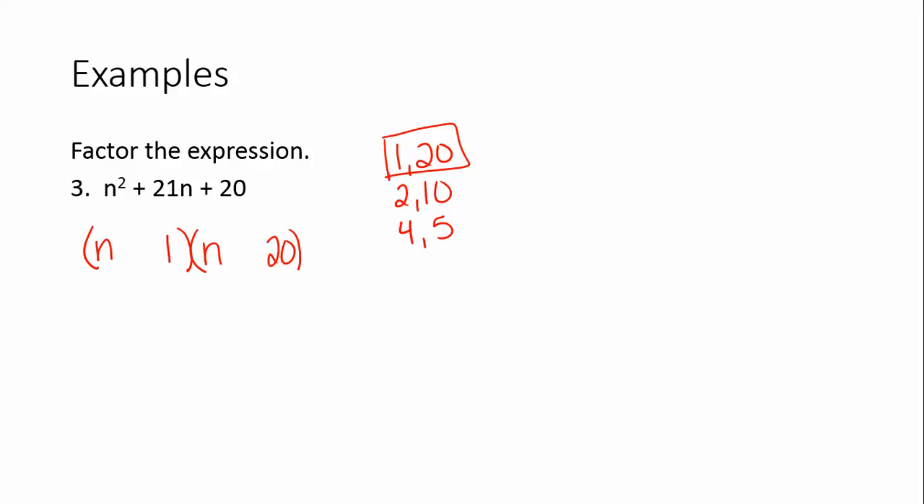We need to determine what signs. Again, the back is positive, which means our signs are going to stay the same, and they're going to match the middle sign. So they're both positive. We need a positive 21. If I check my inside and my outside terms, I get 1n and 20n, and when I add those together, 1n plus 20n is 21n. So I know I got the correct middle term. I know that my expression is factored correctly, so the correct answer here is n plus 1 times n plus 20.